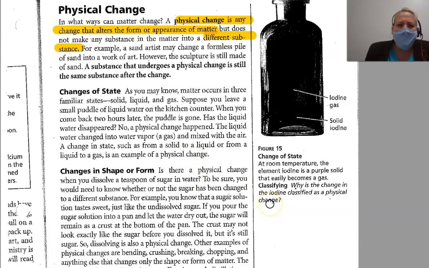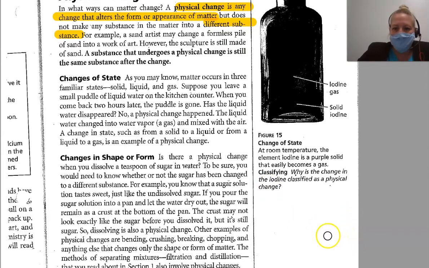Changes of state. As you know, matter occurs in three familiar states: solid, liquid, and gas. We also talked about plasma. We're not going to worry about that right now. Okay, suppose you leave a small puddle of liquid water on the kitchen floor. When you come back 2 hours later, the puddle is gone. Has the liquid water disappeared? No. A physical change happened. The liquid water changed into water vapor, a gas, and mixed with the air. A change in state such as from a solid to a liquid or from a liquid to a gas is an example of physical change.